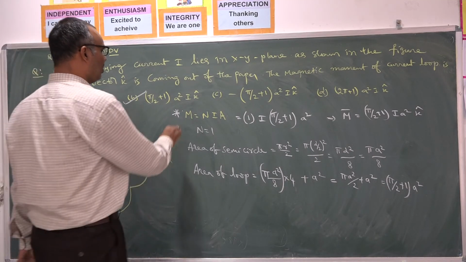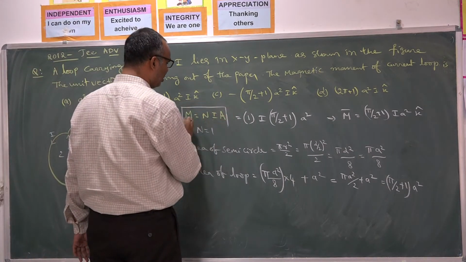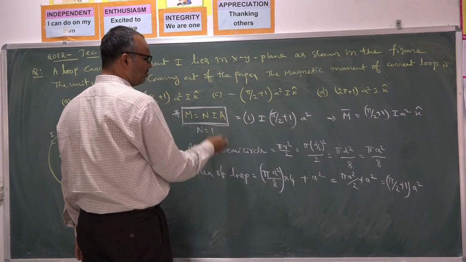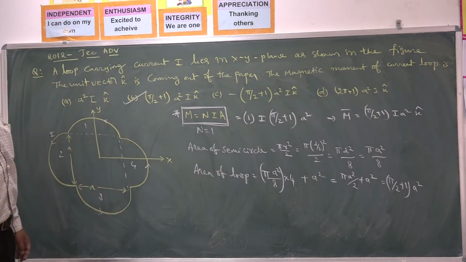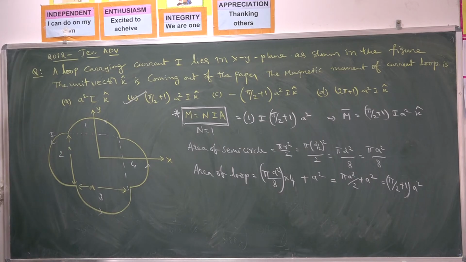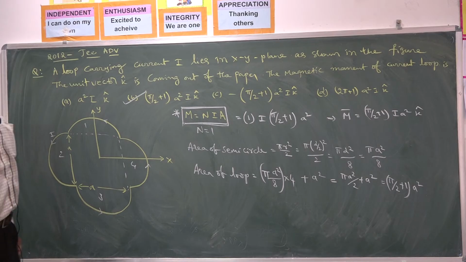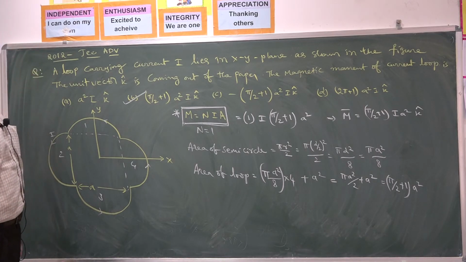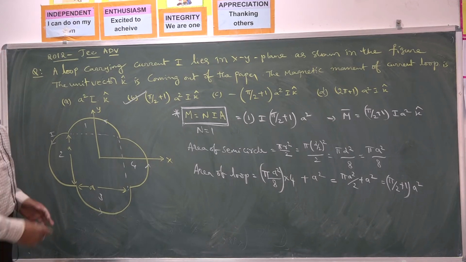This concept we will discuss in the next video of our regular teaching lesson. For the time being, you remember this formula. The formula is very simple, NIA: number of turns in the loop into strength of current passing through the loop into area. How to find the direction? Either by Maxwell corkscrew rule or by right hand thumb rule.